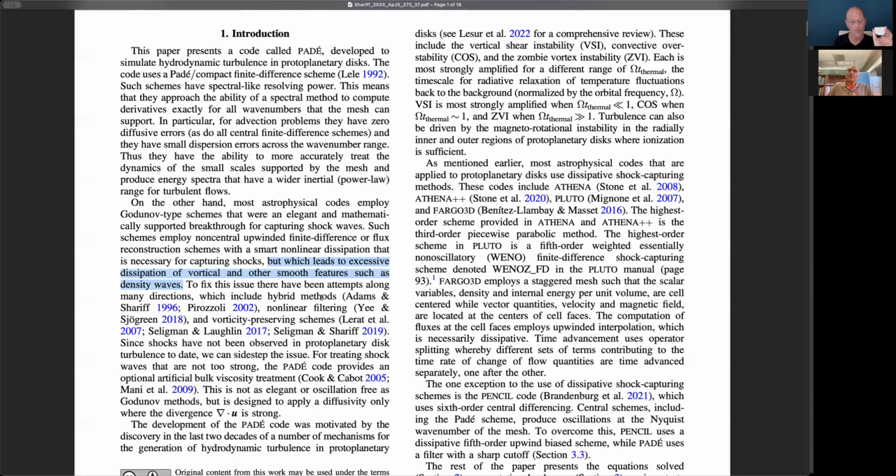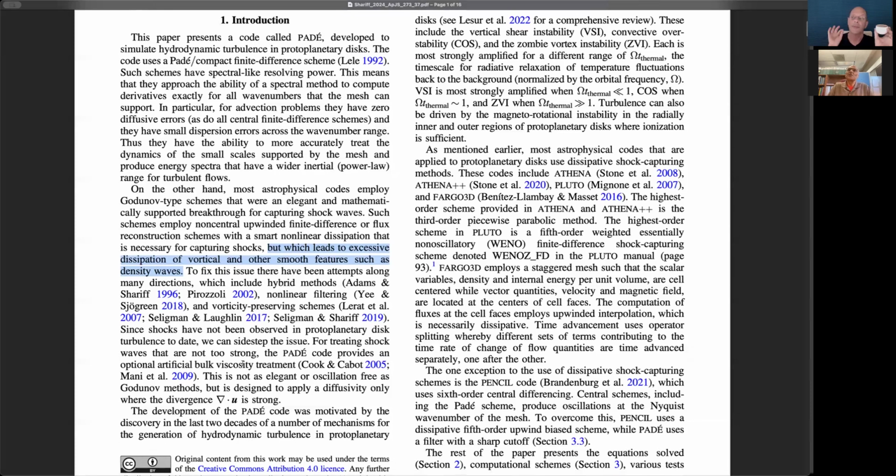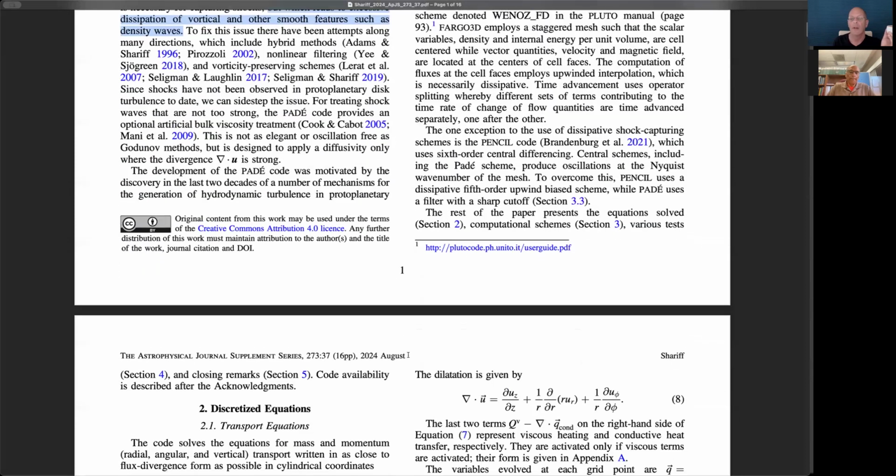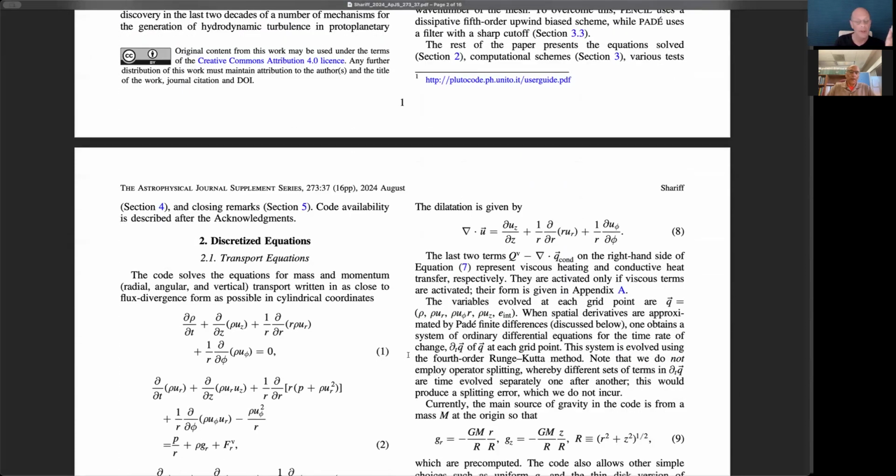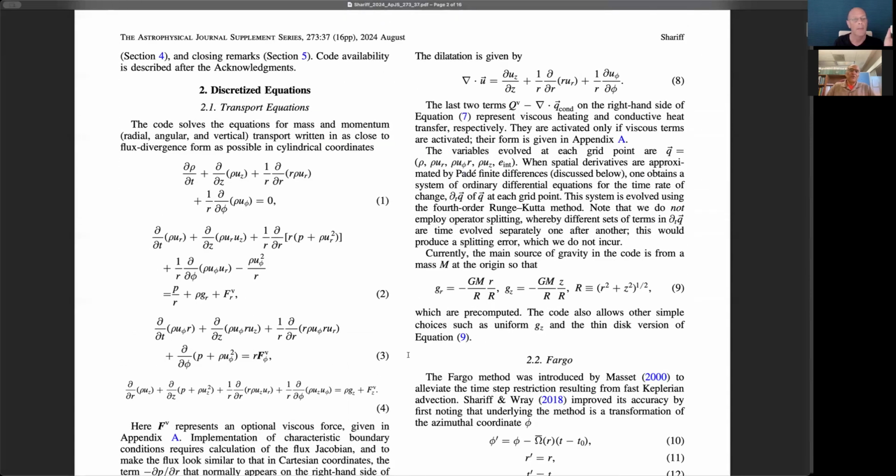So I think I've given you a motivation for trying to pursue a Padé scheme. Namely, we want to reduce dissipation on vortical features. Okay, so if we then continue, let's go on down. Talk about the Pencil Code a little bit. Well, let me just mention the Pencil Code.